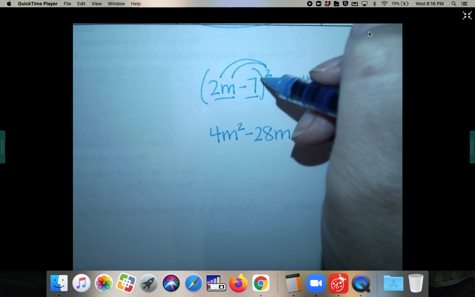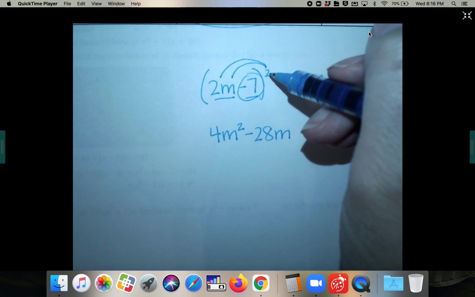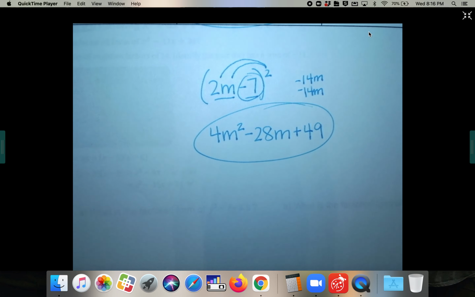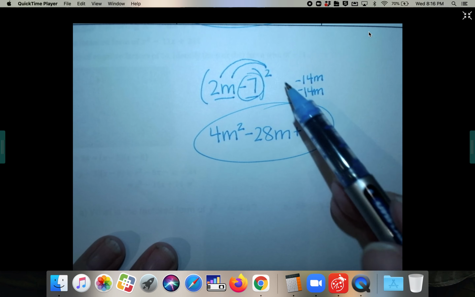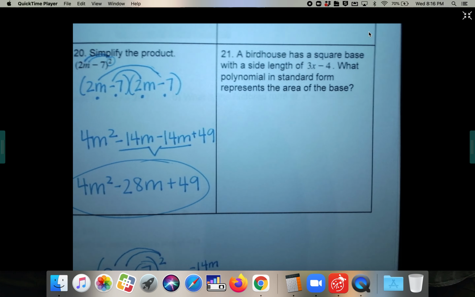And then you have to take the last term and square it. Negative 7 times negative 7 is positive 49. So again, basically what you're doing is a quicker method of FOIL. However you want to show your work and do it is fine by me.